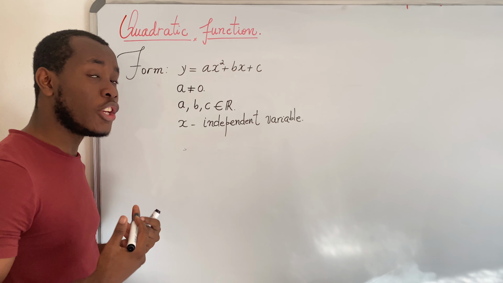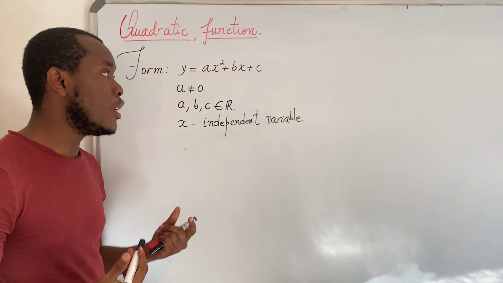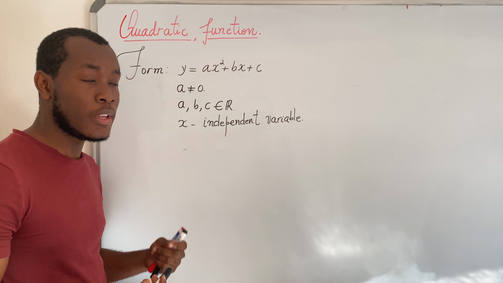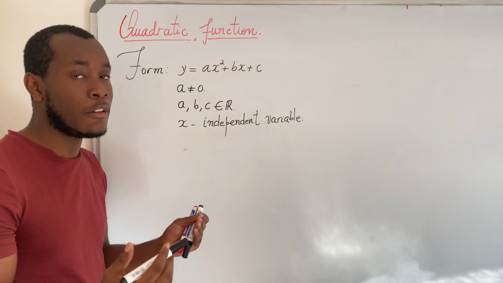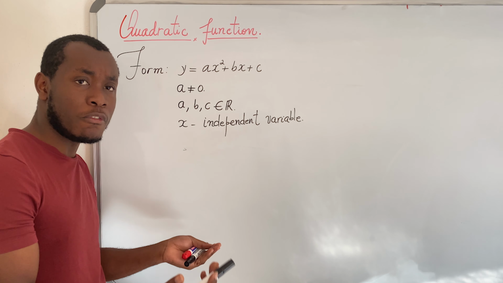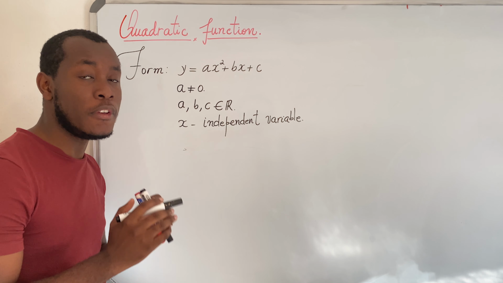Another term that you can use to describe a, b, and c is coefficient. A, b, they are coefficients because they are numbers multiplying a variable. If a number is multiplying a variable, you can call that number a coefficient.